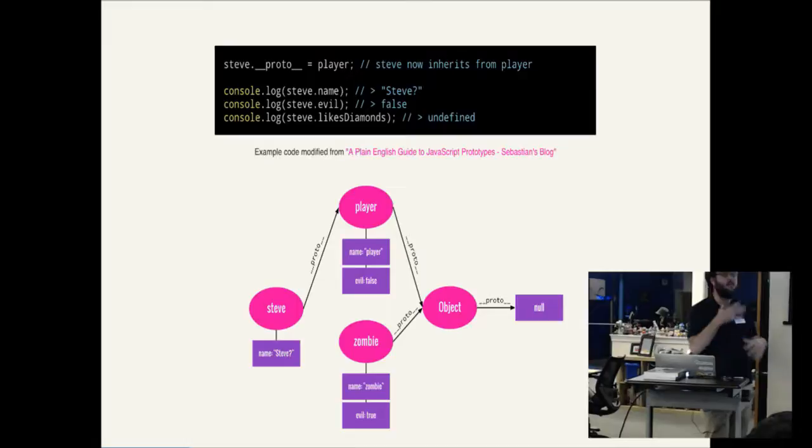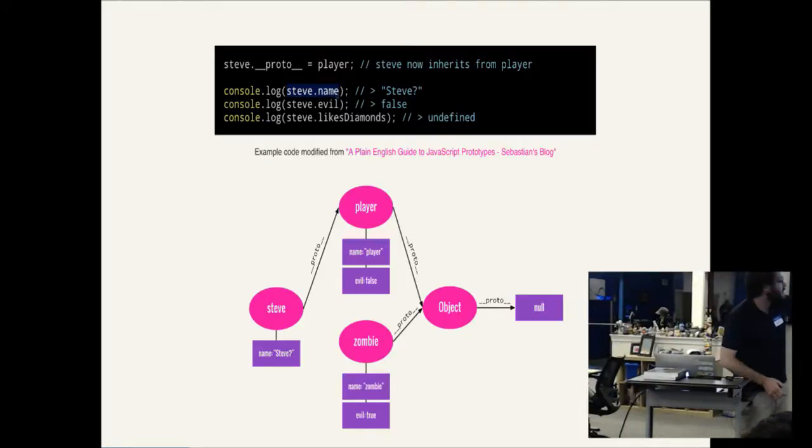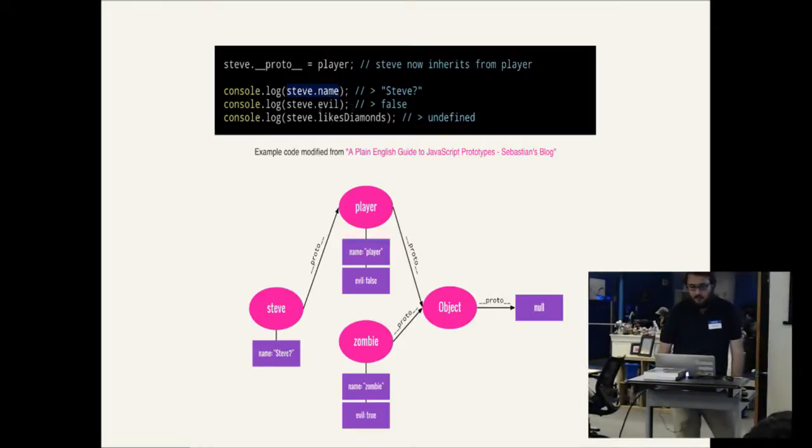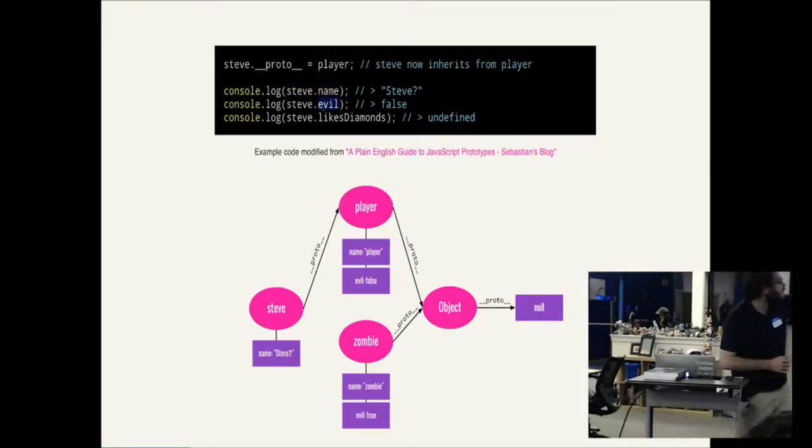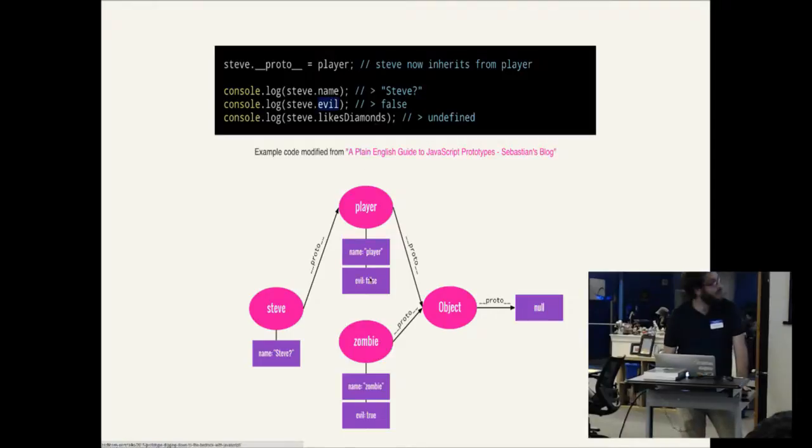I'm going to kind of emulate what JavaScript would be doing. In this first line, we're going to try to trace out steve.name. JavaScript's going to go to this object, find its name property, and say Steve. But if we look for evil, it's going to look for evil here. It's not going to find it, but it's going to go up this chain to its prototype, and then it's going to find evil here, and then it's going to return false.